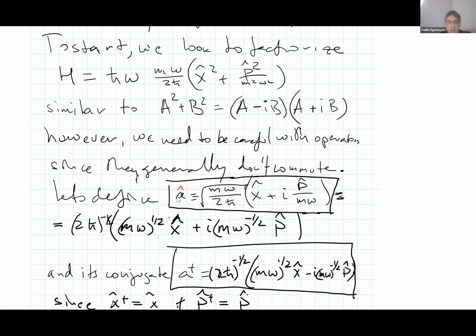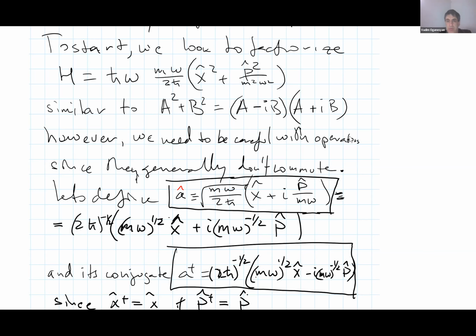So you can now look at A and A dagger, and you can see what they are. And here it's important that x is Hermitian. So when you take A dagger, x dagger is x. But there's an i, and that's the thing that flips the sign.